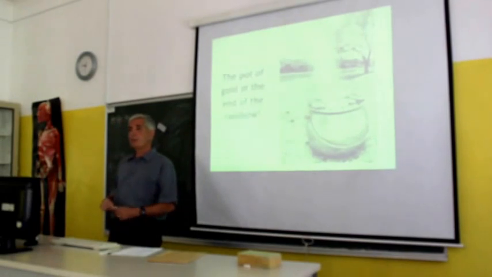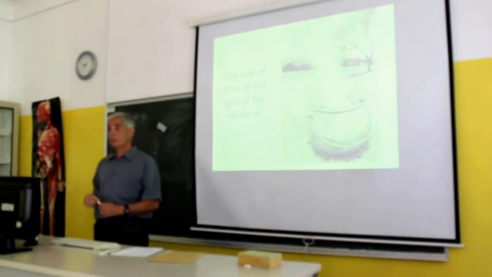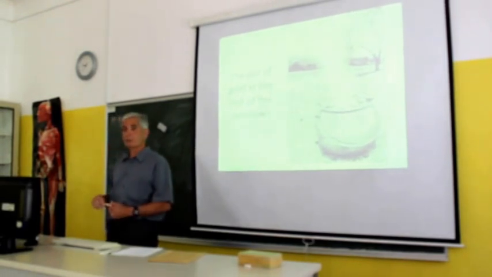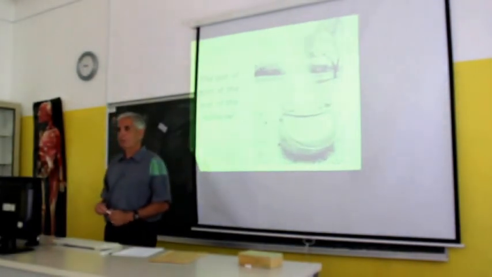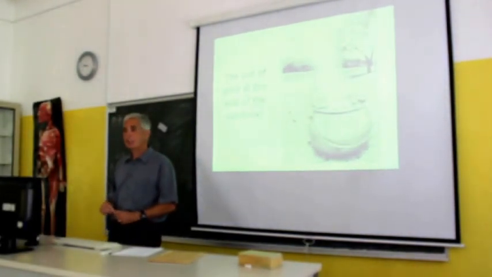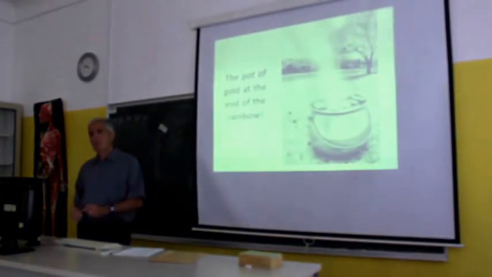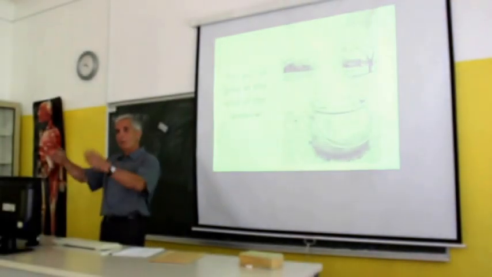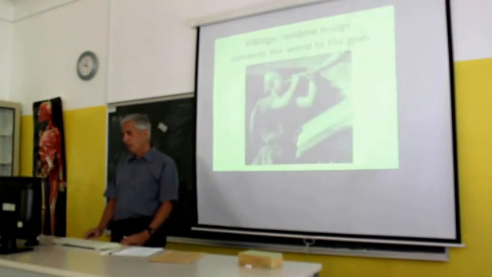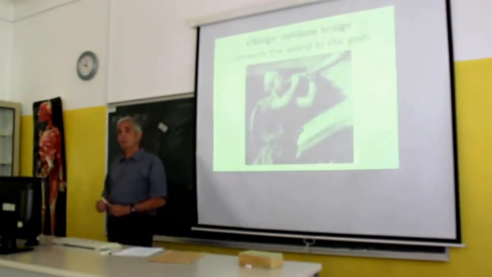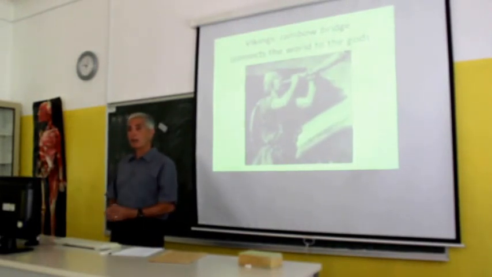Now there are a lot of myths about rainbows. Like the one about a pot of gold at the end of the rainbow. You know that myth? Did anybody here ever find that pot of gold? No. The more you go towards the rainbow, the further it keeps going away. You never get to the end of the rainbow. Even the Vikings had myths about the rainbow. They thought it was a bridge that connected their world to the gods.